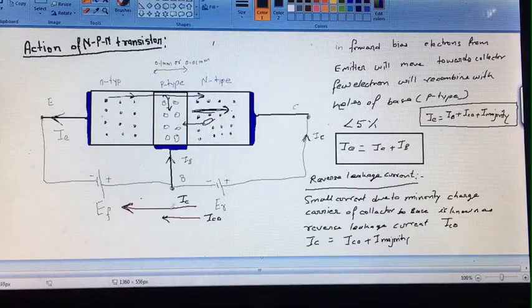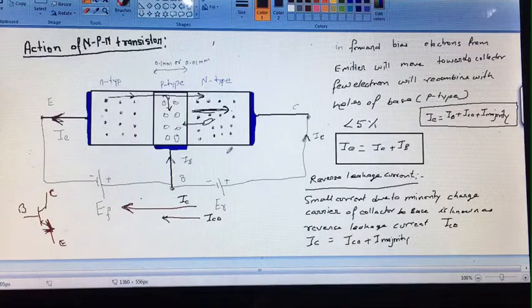Now one thing most important, the symbolic representation of NPN transistor is in this manner, in which we have drawn the arrow towards the emitter. This is emitter, this is base, this is collector. Here in NPN the arrow was towards the emitter from the base. See here, the current at the emitting terminal is outside, so that's why this arrow is representing the direction of current through the transistor.